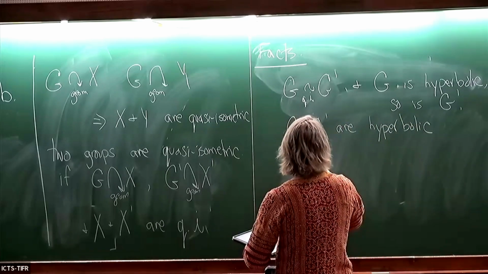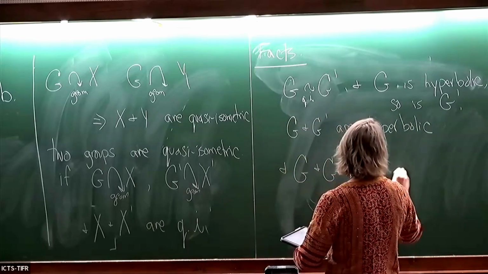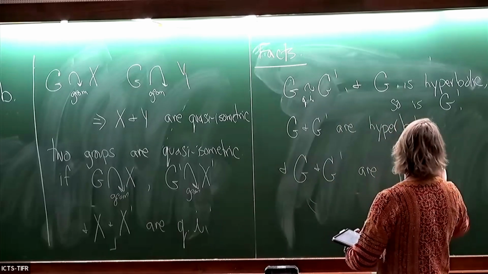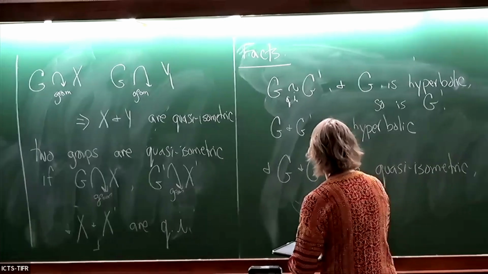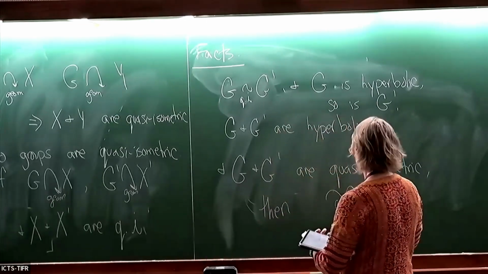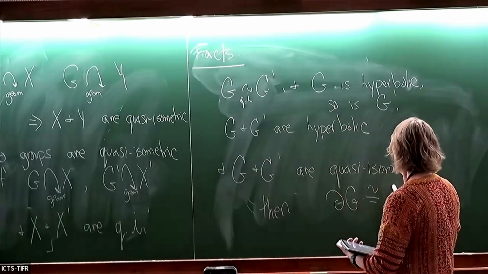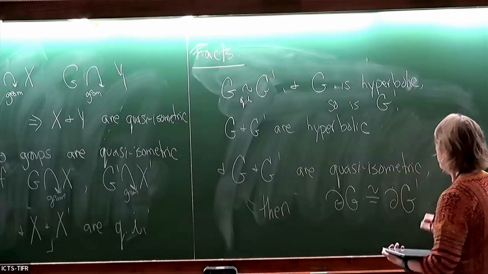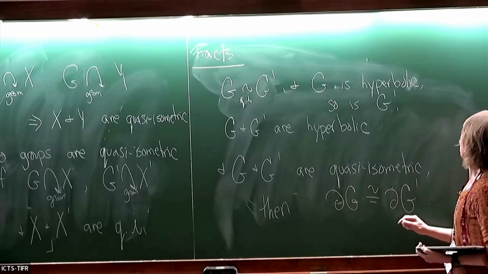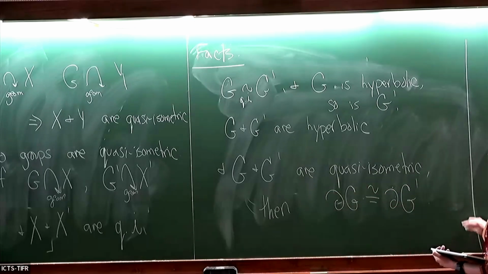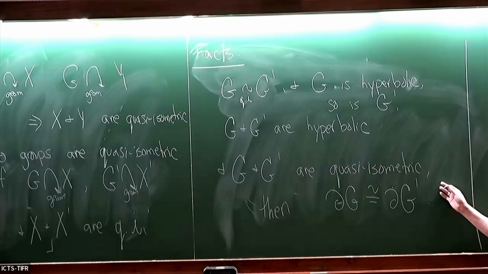and G and G prime are quasi-isometric, okay, then their boundaries, which are well defined by the other stuff I just said, are homeomorphic. Okay, so this is really handy. So it's a really interesting question to understand which groups have what particular boundary. So take your particular favorite boundary and try to figure out which hyperbolic groups have that as a boundary.